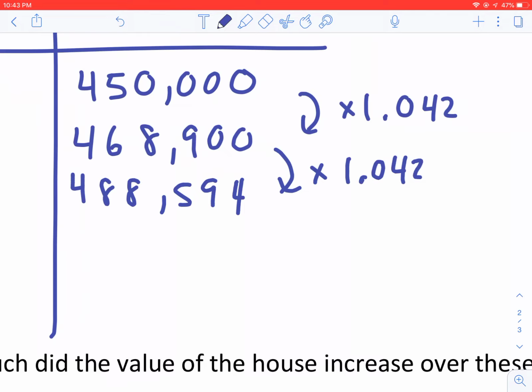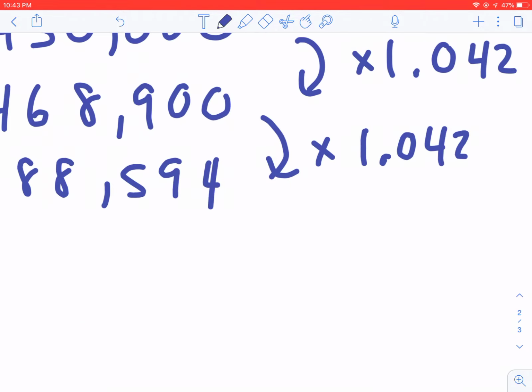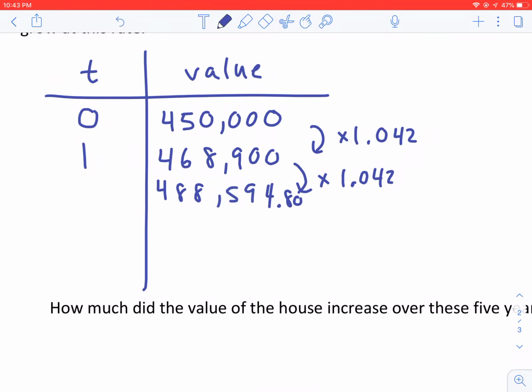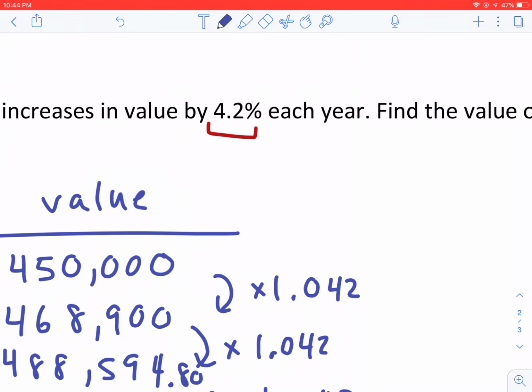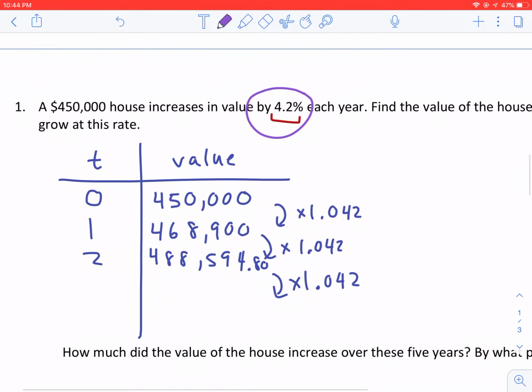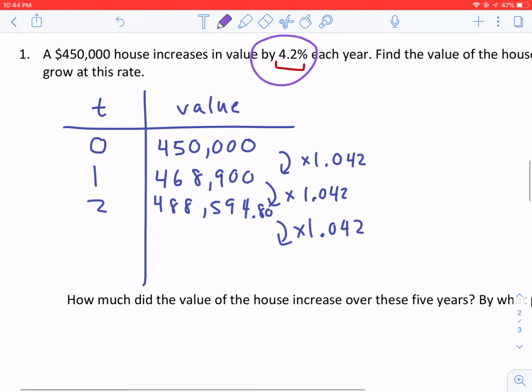Any decimals? 0.80 after 2 years. Right? So you can see this is what we call exponential growth. Except we're not doubling each time or tripling or decreasing by a half or multiplying by a third. We're multiplying by 1.042, but that's still exponential growth. So when you see something increasing by a percent value each time, that's exponential growth because we're multiplying by 1.042 each time. All right, so of course we can just do that 5 times to get the value after 5 years.